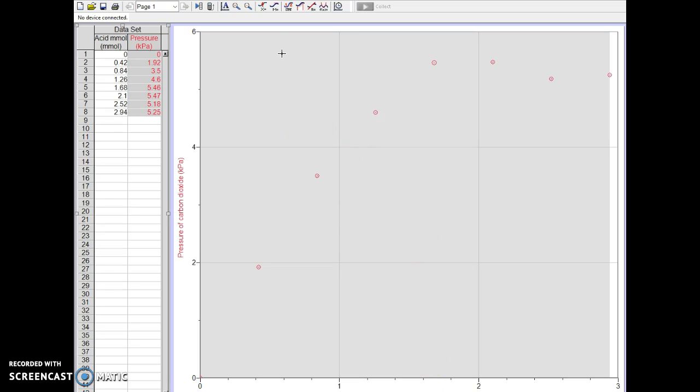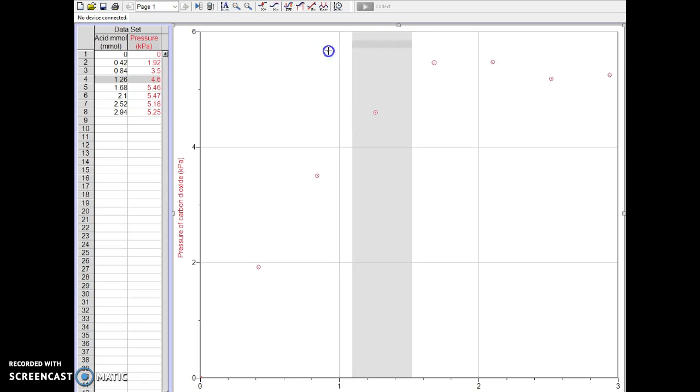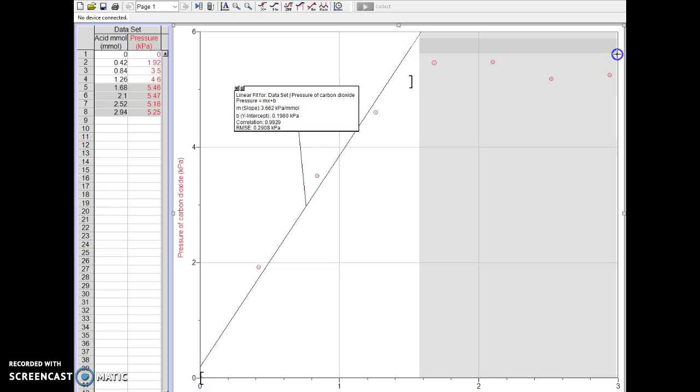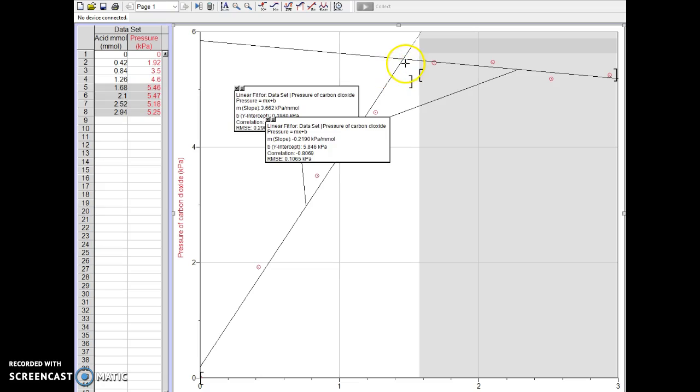Now what can we do with this? Well, as you know, LoggerPro enables us to draw straight lines. It's got a linear tool. So if we paint out these increasing points, including the 0, 0, we can click on linear fit and get a linear regression, a straight line. We then can take these level points and do the same thing. Paint them out and get a straight line. The intersection should be the point where adding more acid gives us no more carbon dioxide.